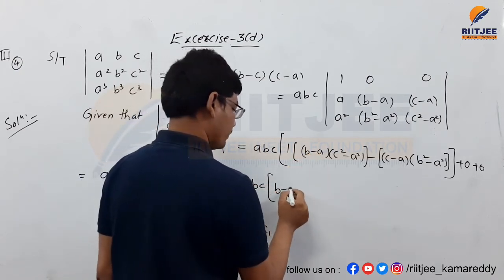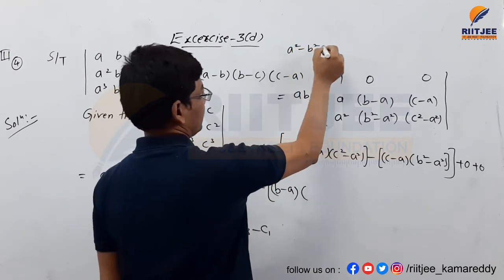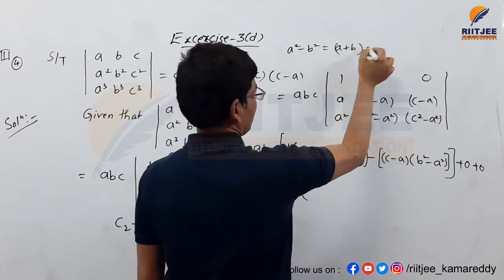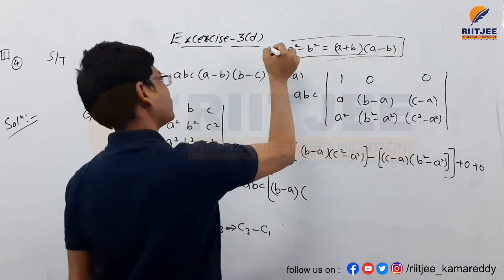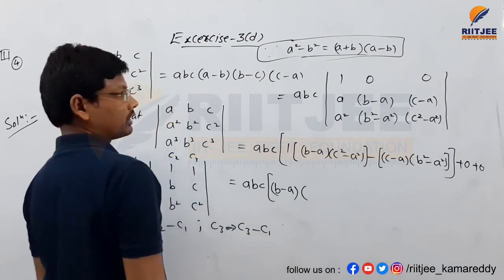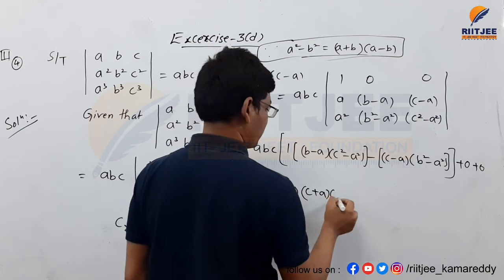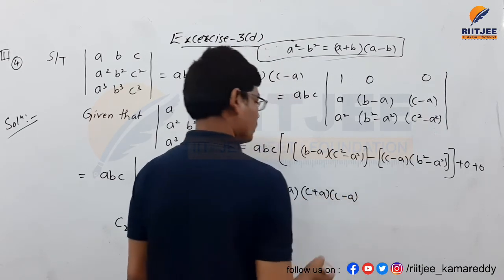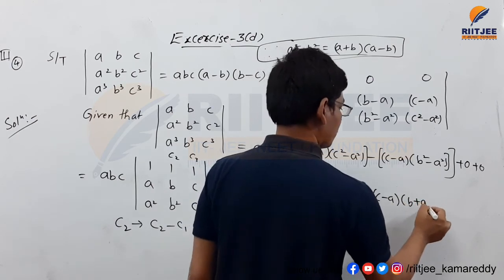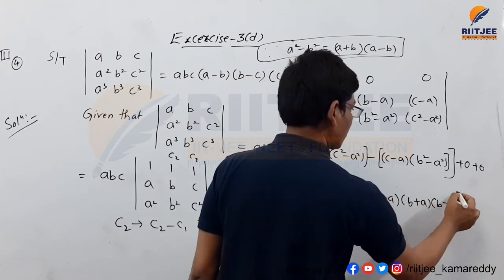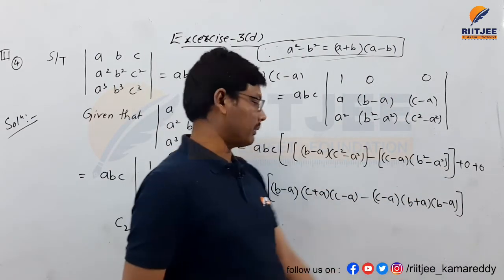So abc into b minus a into c square minus a square, which is in the form of a square minus b square. Our formula is a square minus b square equals a plus b into a minus b. According to that I am writing c plus a into c minus a, so minus of c minus a into b plus a into b minus a. This is also in the form of a square minus b square, that's why I am writing b plus a into b minus a.